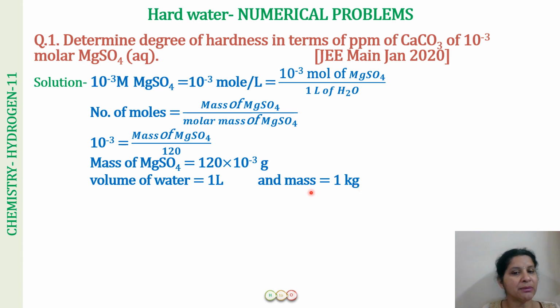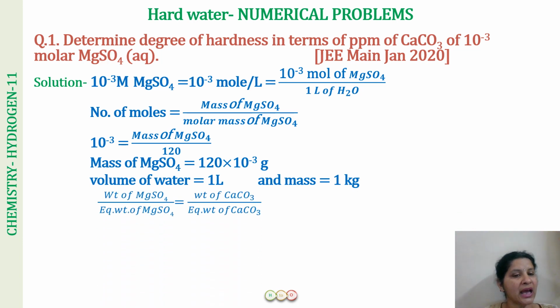Now what we have is the mass of water with us. We have the mass of magnesium sulfate, but to find the hardness, we need the mass of calcium carbonate. So how are we going to find it? By equating calcium carbonate equivalents to magnesium sulfate equivalents. So we will have the weight of magnesium sulfate over the equivalent weight of magnesium sulfate, giving us the number of equivalents of magnesium sulfate.